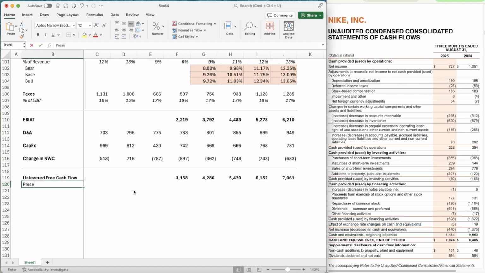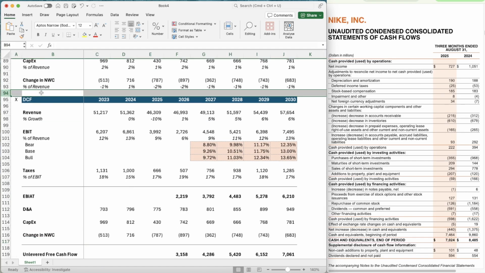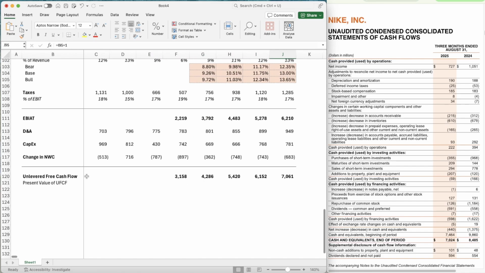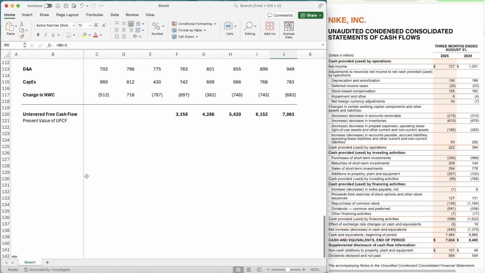We want to find the present value of the unlevered free cash flow. Here, just put a 1 here, and you'll see why later. Go 1 to 5. Okay, so what we need to do now is, this is the unlevered free cash flow for the next 5 years. We need to work out what the present value of these figures are.